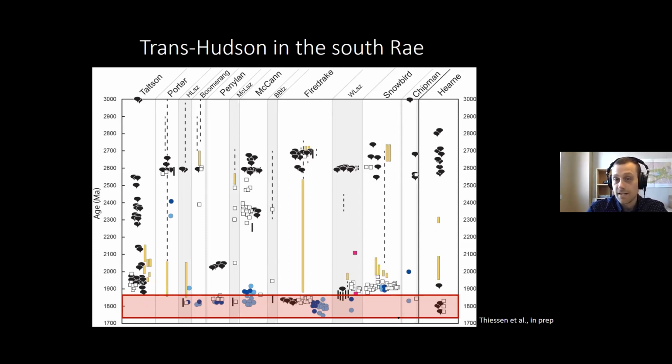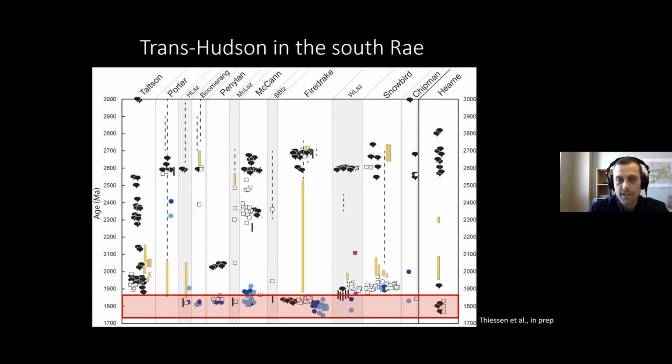Similarly, on the east side of the Rae, you can see the big swath of metamorphic ages in the Snowbird domain. That domain exhumed very quickly at around 1.9 based on cooling ages, and was probably in the upper crust by then. So again, we don't see a strong Trans-Hudson overprint, at least in the mid to lower crust signature, in the Snowbird or the Tolston.